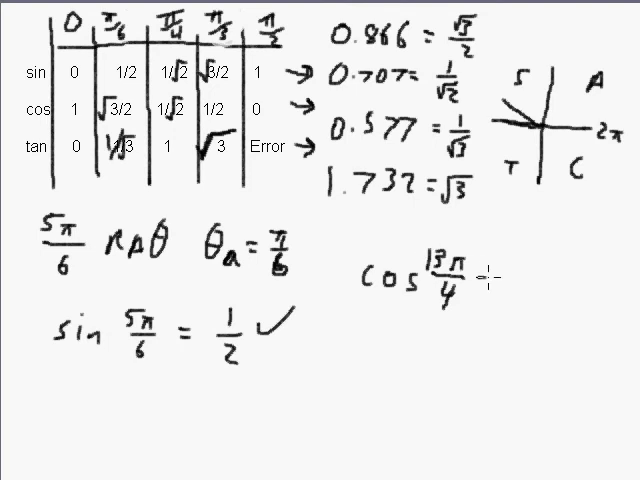Now, what the hell? First of all, 13 pi by 4 is going to have the exact same answer as cos of pi by 4. So I know that it's going to be 1 over root 2. All I have to do now is figure out where the hell is 13 pi by 4. What quadrant is it in? Because if it's in the C quadrant, it's going to be positive. If it's in the A quadrant, it's going to be positive. But if it falls in S or T, then it'll be negative. So, where's 13 pi by 4?